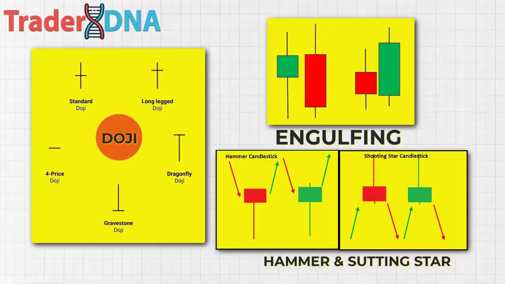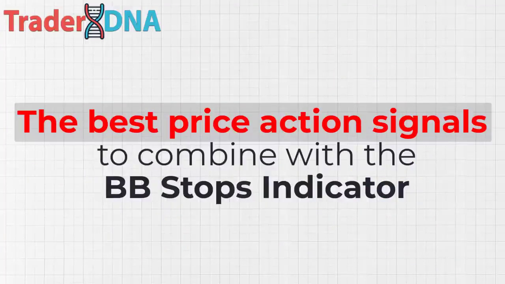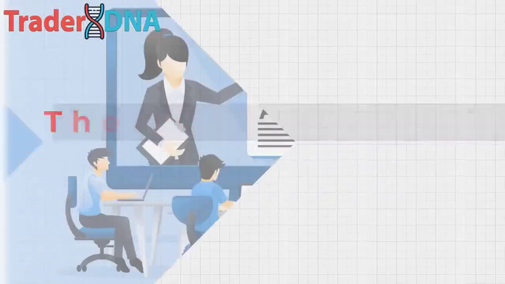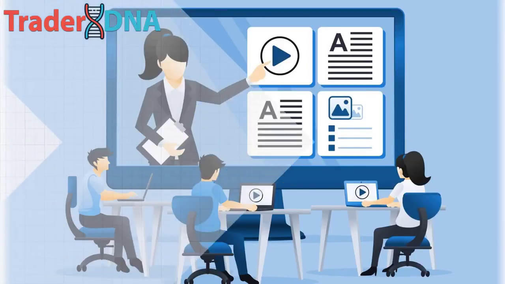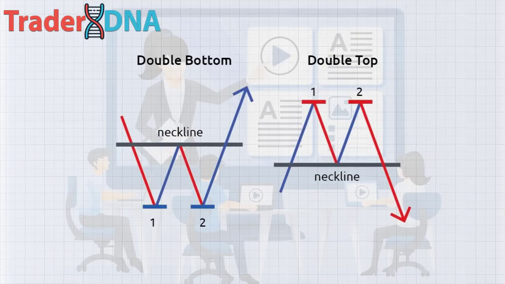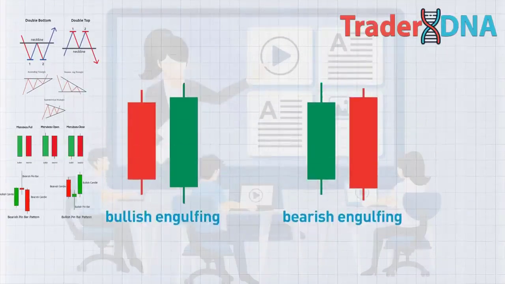Traders who use price action pattern signals often combine them with other technical indicators or analysis techniques to confirm their trading decisions. These patterns are considered valuable tools for identifying potential entry or exit points, managing risk, and determining the overall market sentiment. The best price action signals to combine with the BB Stops indicator. There are numerous price action patterns offered by trading course instructors out there. However, in my experience, there are only a few highly effective candlestick patterns that you need to understand and master. These patterns are widely recognized and utilized by traders worldwide. Some of the most popular patterns include double top and double bottom, triangle, Marubozu, pin bar, engulfing, and doji.